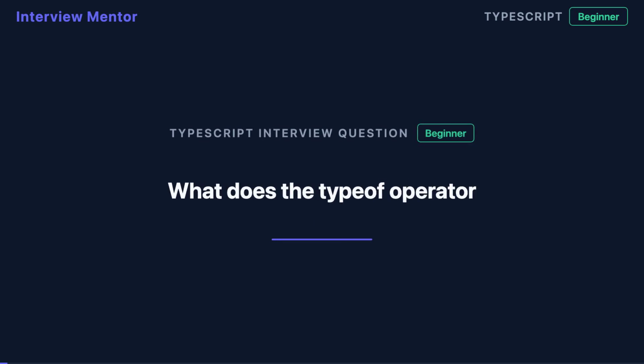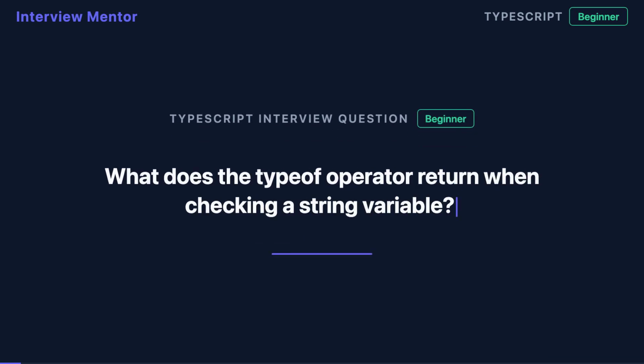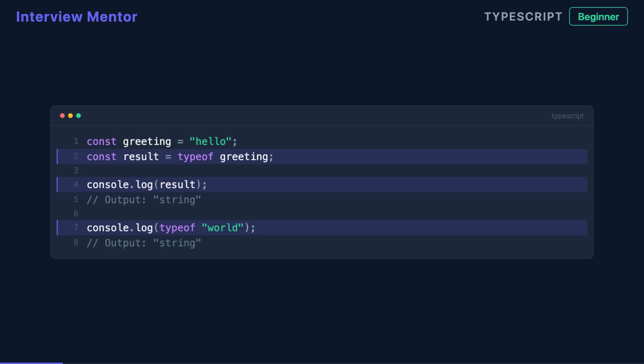What does the typeof operator return when checking a string variable? This fundamental TypeScript question reveals whether you understand runtime type checking. When you use the typeof operator on a string variable, it returns the string literal "string". Notice that the return value is itself a string.